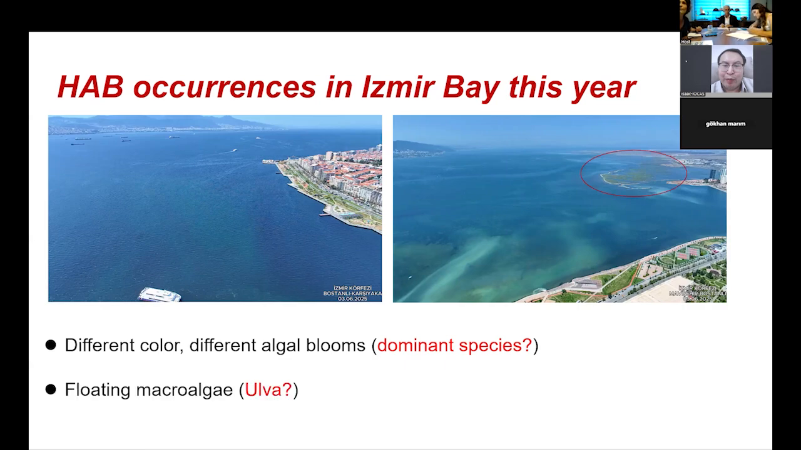So for now, in İzmir Bay, we get microalga cell blooms, one, two, or three kind of microalga, and we have macroalga floating problems together.